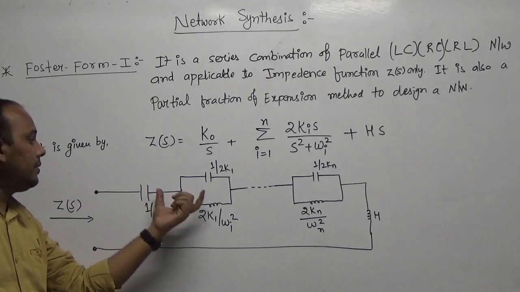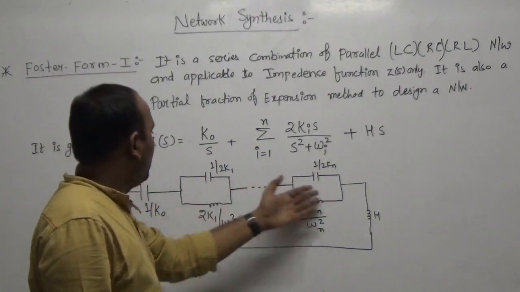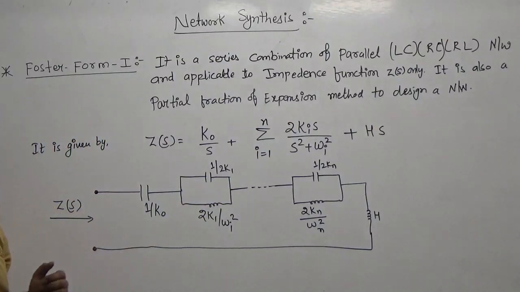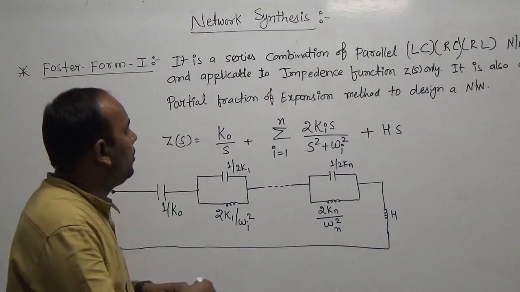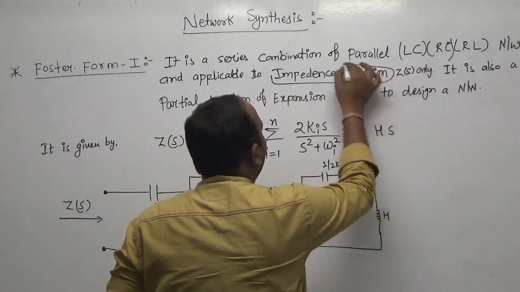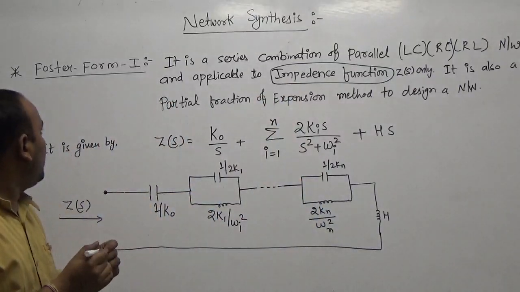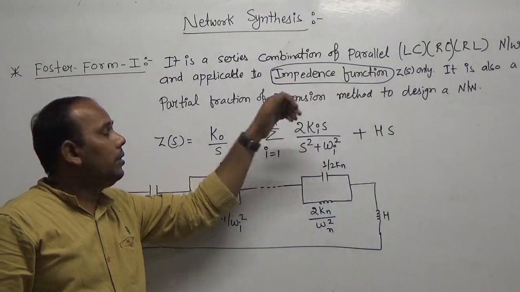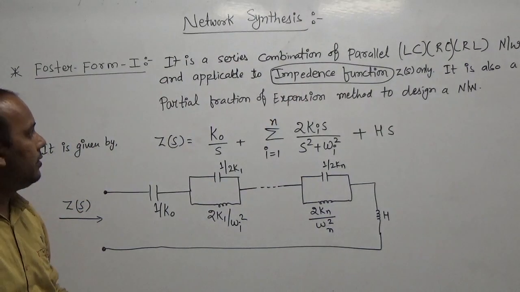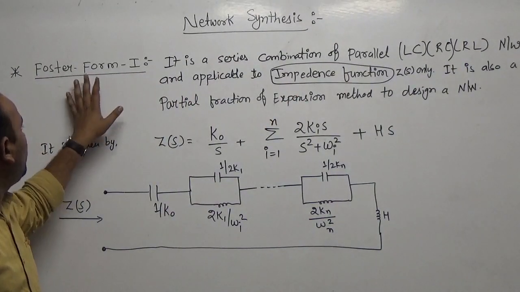It is just a series combination of parallel LC circuits. This is applicable to the impedance function Z(S) only. And the second one, Foster form second, will be applicable to the admittance function Y(S) only. So we are discussing Foster form first.